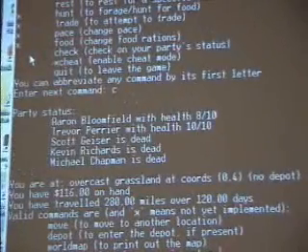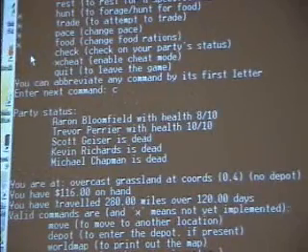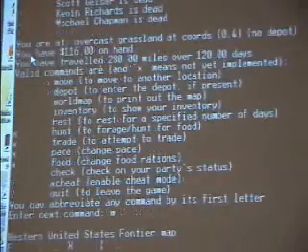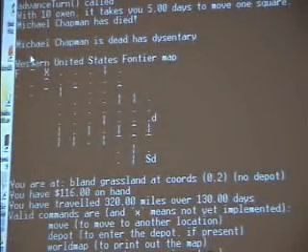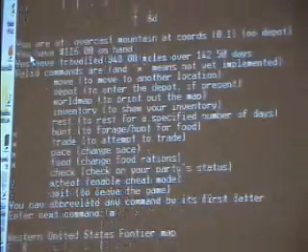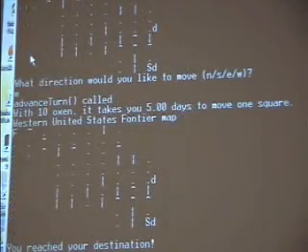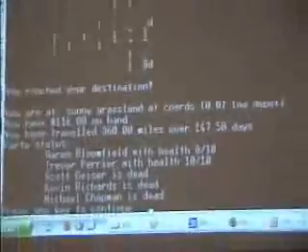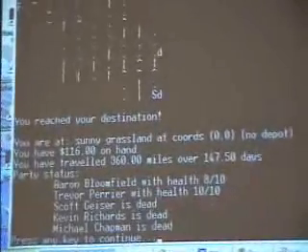So only me and Trevor are the two people left. Michael died again. So I finally got to my destination, and poof, I've won the game. Well, Trevor and I won the game. The rest didn't. And that's essentially what the project that you are going to be implementing is, what you saw here.